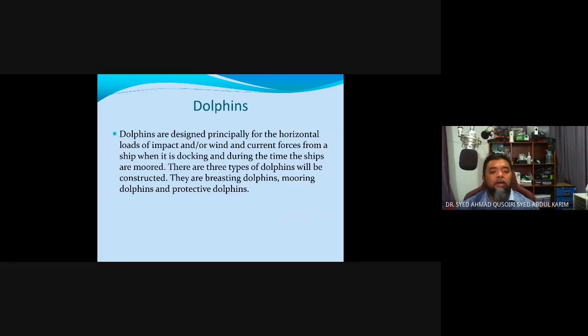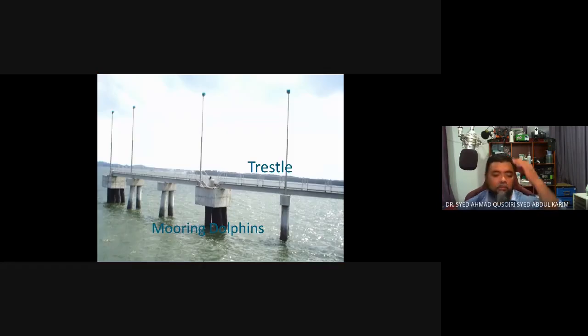So dolphins are designed principally for the horizontal loads of impact or wind and current forces from a ship when it's docking, during the time as ships are moored. There are three types of dolphin: breasting dolphin, mooring dolphin, and protective dolphin. So this is an example of a mooring dolphin.